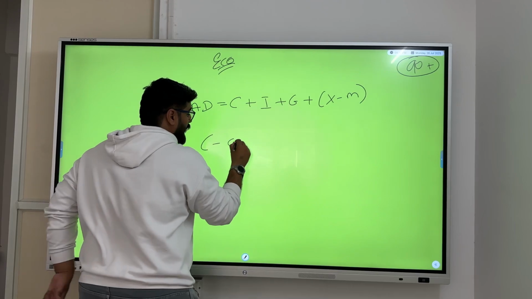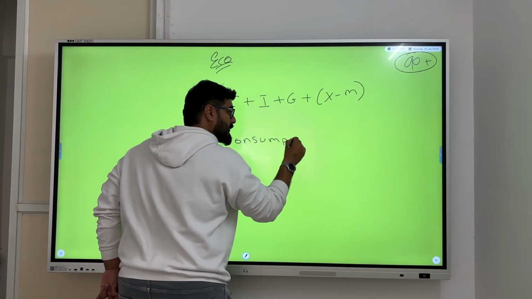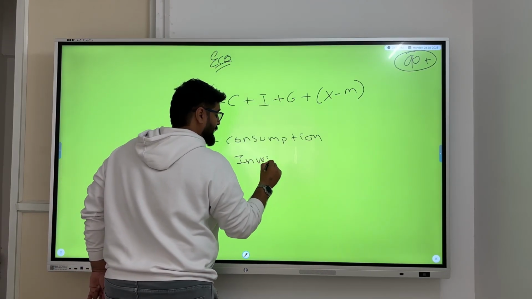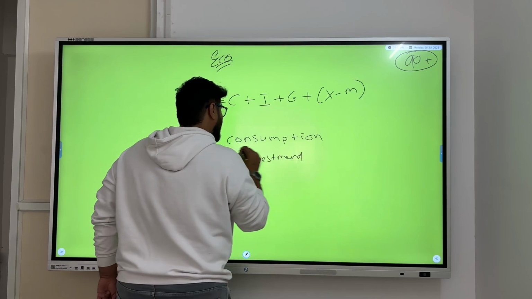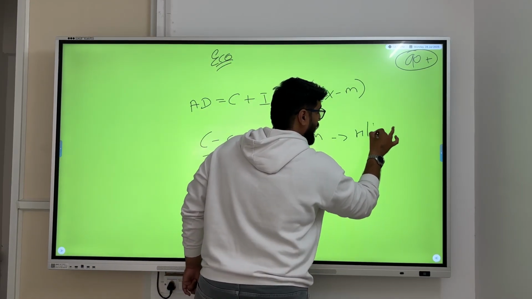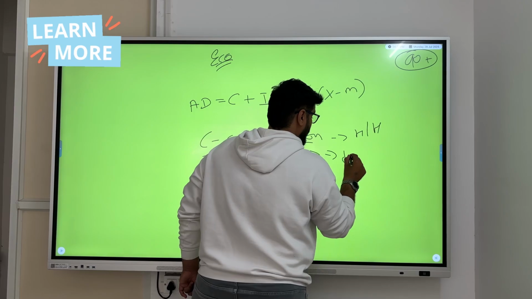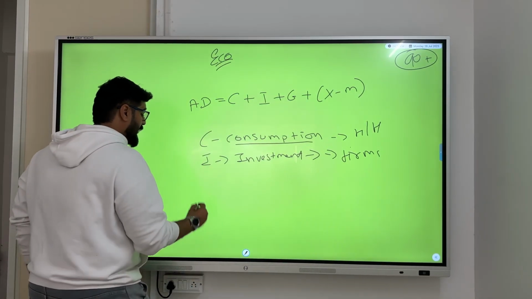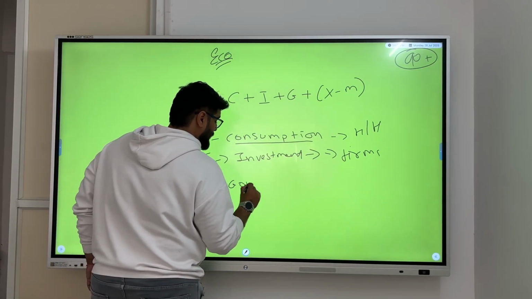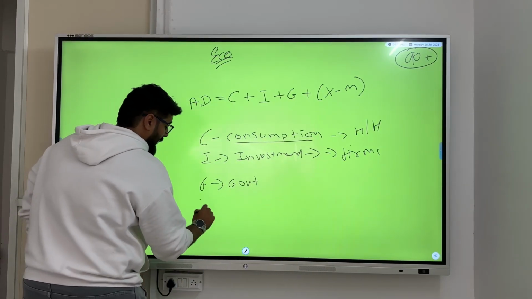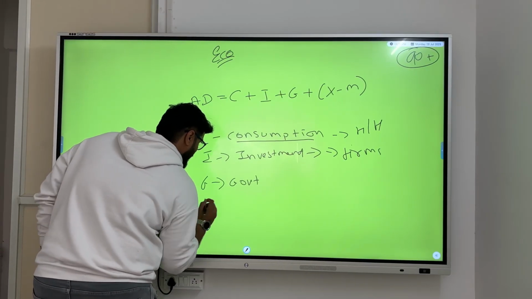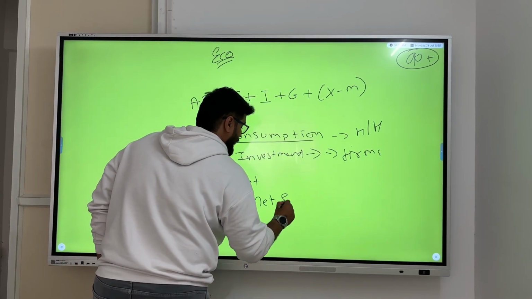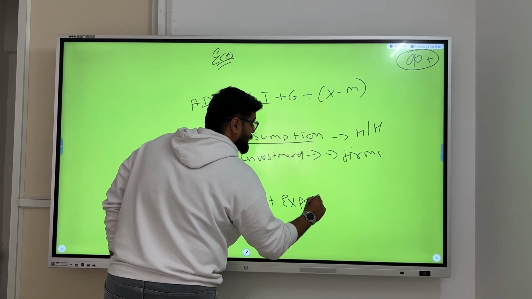Where C stands for consumption expenditure, right? I stands for investment expenditure. So C, that is consumption, is done by households and investment is done by firms. Yes, is it clear? Now after that is the government expenditure, the expenditure done by the government, and X minus M is nothing else but your net exports. What is it? Net exports.